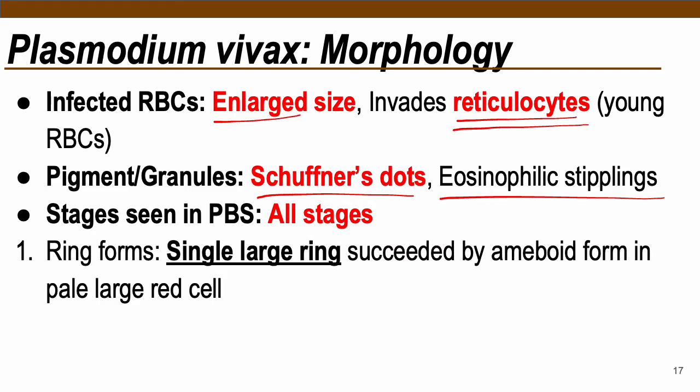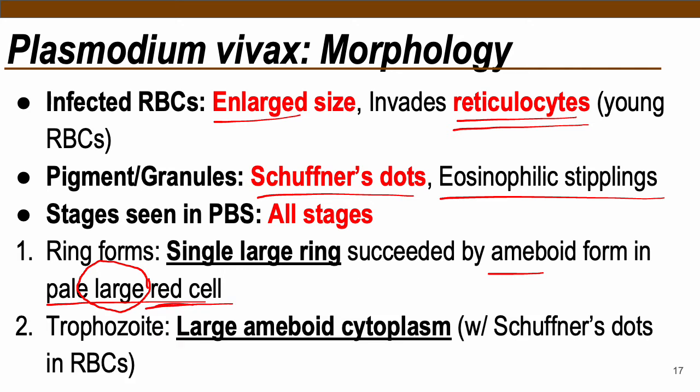For the ring forms, these are a single large ring succeeded by an amoeboid form in the pale large red cell. From the word large, since the infected RBCs for vivax are enlarged, we look for the large red cells with a single large ring. That would be your ring forms already. Later on, we'll show you the different pictures of this particular stage. Trophozoite is described as a large amoeboid cytoplasm plus the presence of Schüffner's dots or the pigment inside this type of cytoplasm.